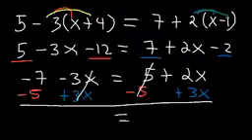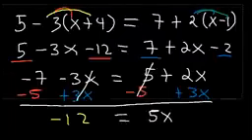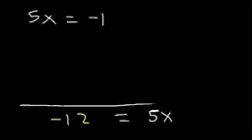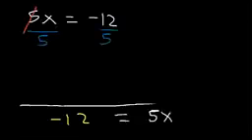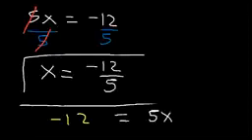So 2x and 3x, they add to 5x. Negative 7 plus negative 5 is negative 12. So therefore 5x is equal to negative 12. To separate the 5 from the x, we need to divide both sides by 5. 5 divided by 5 is 1. So x is equal to negative 12 over 5 as an improper fraction.